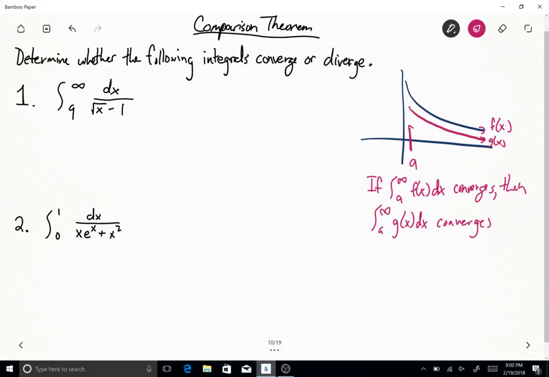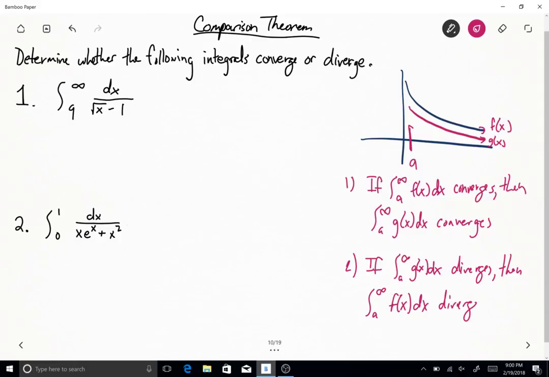Now you can reverse this. You're going to see one that has a 0 and 1, so that might freak you out a little bit. But don't let that fool you. It's still going to work out just nicely. The second case: if the integral from a to infinity of g of x dx, so now the smaller function, if that one diverges, then the integral from a to infinity of f of x dx diverges as well. Okay?